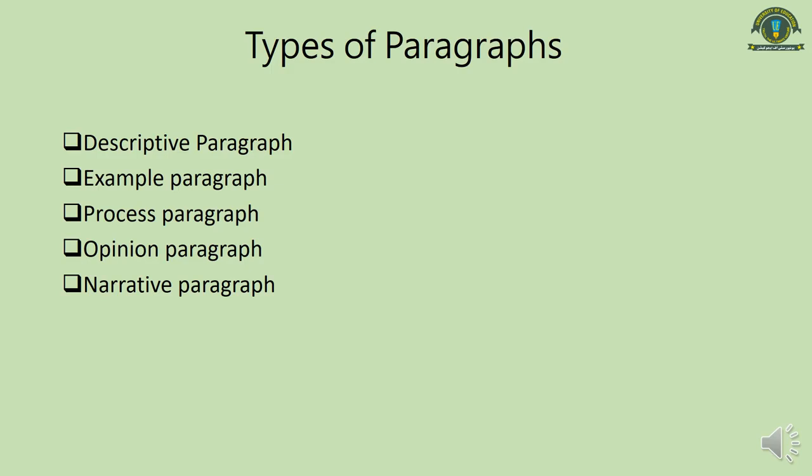And then we have the process paragraph. In the process paragraph, we tell about the process of something. For example, all the cooking recipes come in process paragraph. Like if you start telling how to boil an egg, in this way you are telling about the process of boiling an egg.